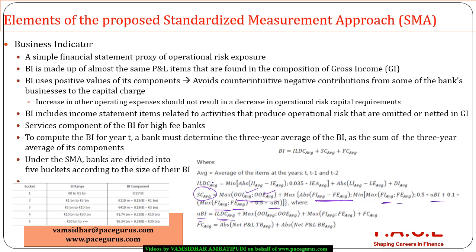I take the ILDC average from this stage. Then depending on whether my other operating income or operating expense is higher, I'll be considering that. I'm not taking a negative of one over the other. Similarly, fee income versus expense average, whichever is the highest, I'm taking that. And also I'm considering the average financing component. So that entire thing is what is leading to my unadjusted business indicator. And based on that unadjusted business indicator, I'm actually computing my service component.